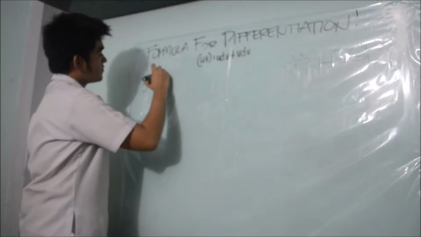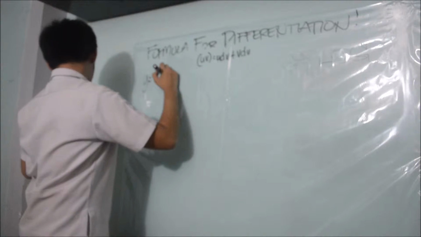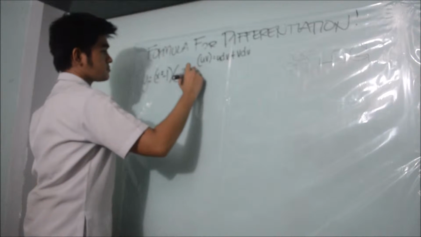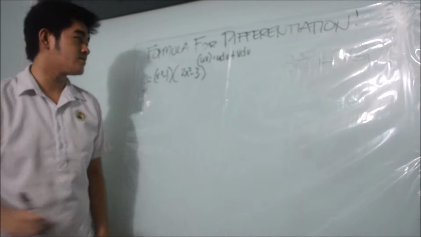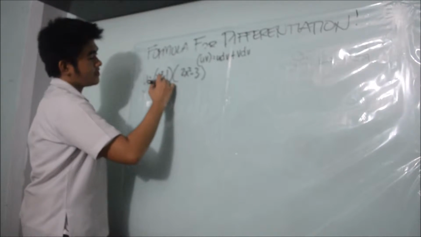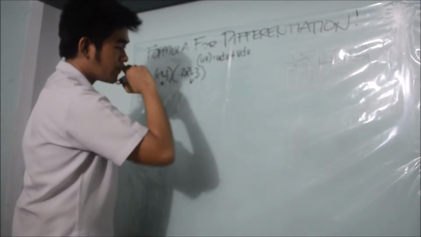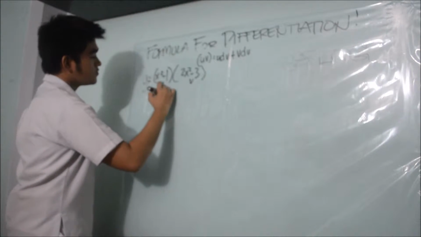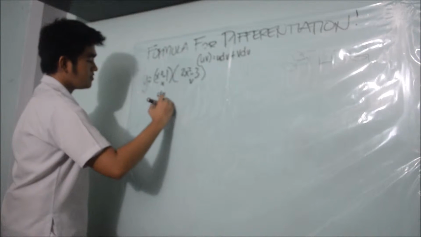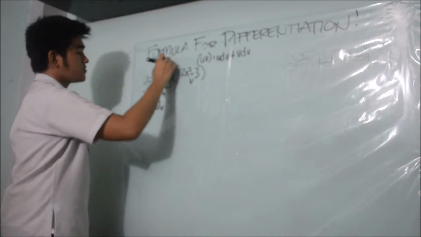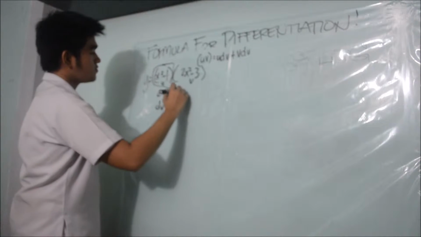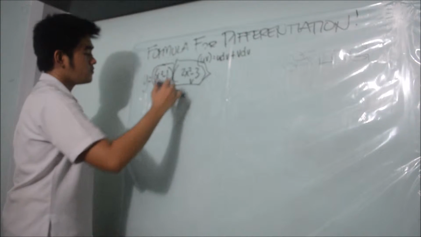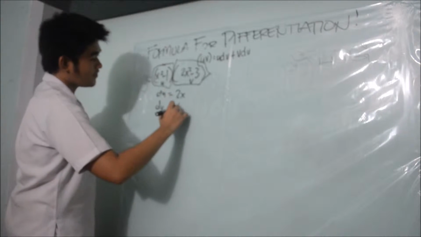First example for D4 is this equation. First thing we can do is we let u and let v. Let this first function u and let this second function v. Then we need to get the du and the dv. du is the derivative of this function, which is 2x, while dv is the derivative of this function, which is 4x.